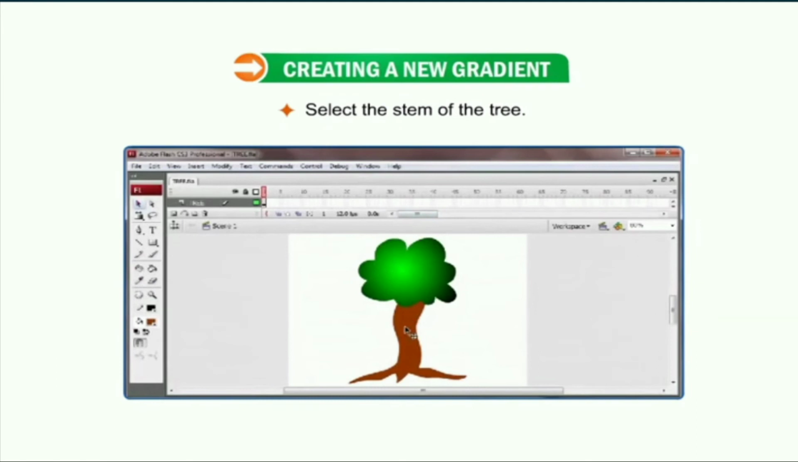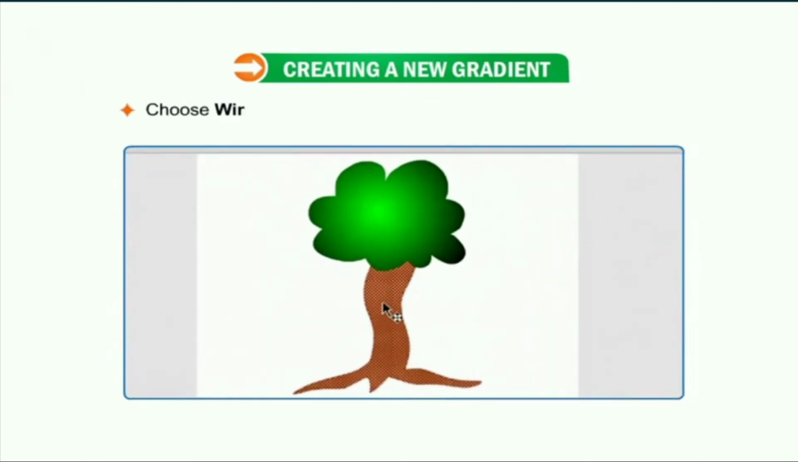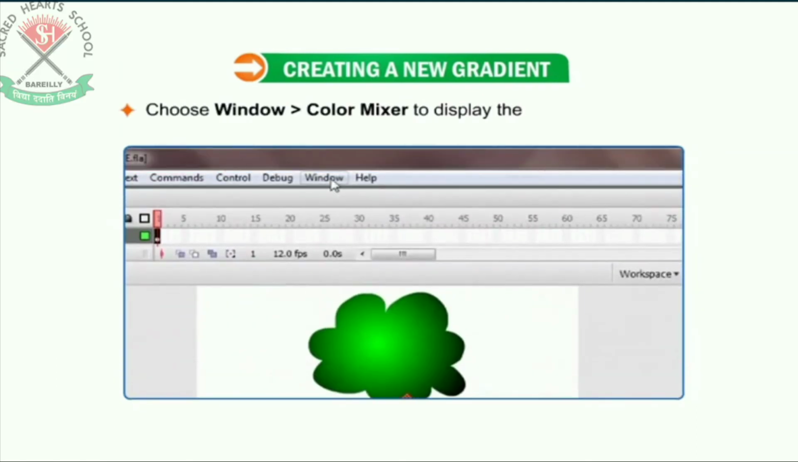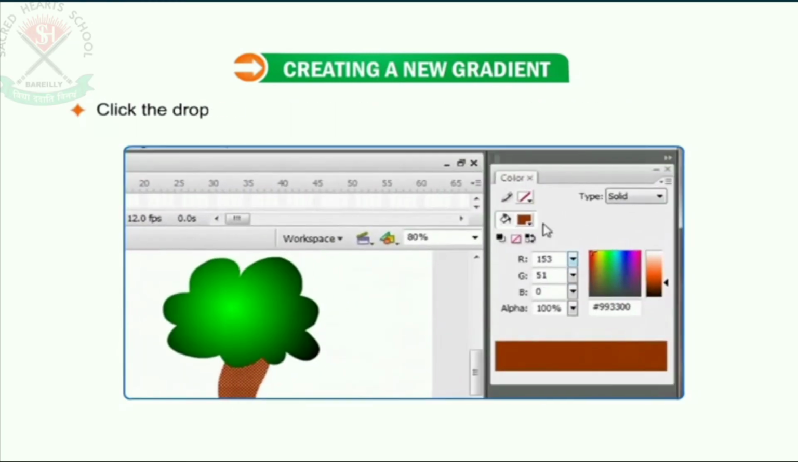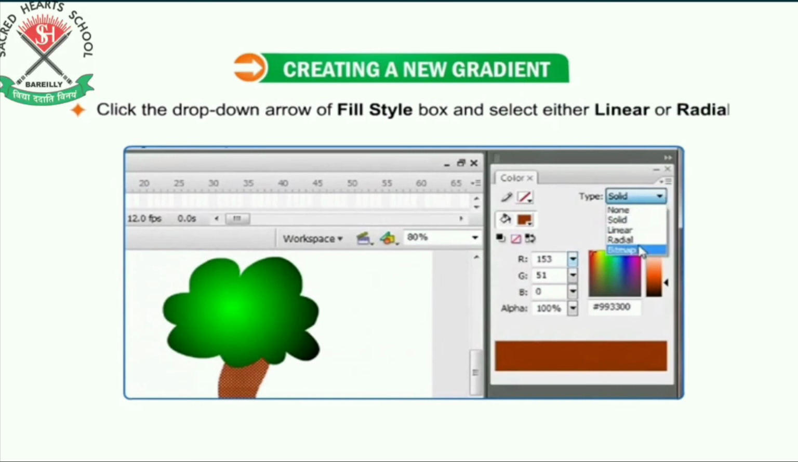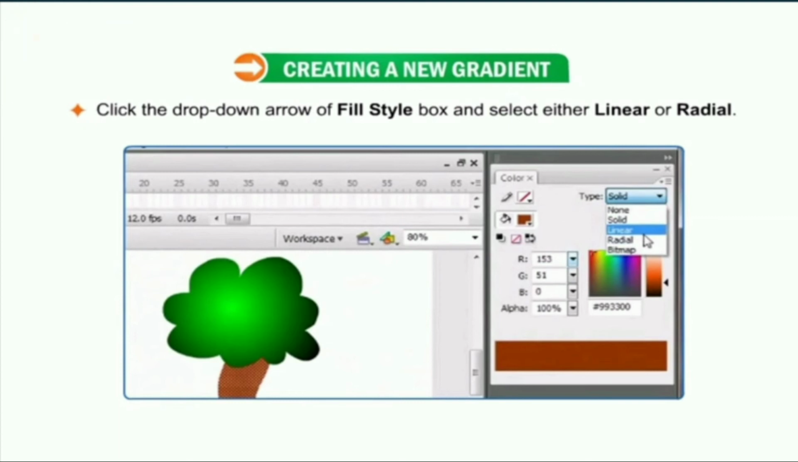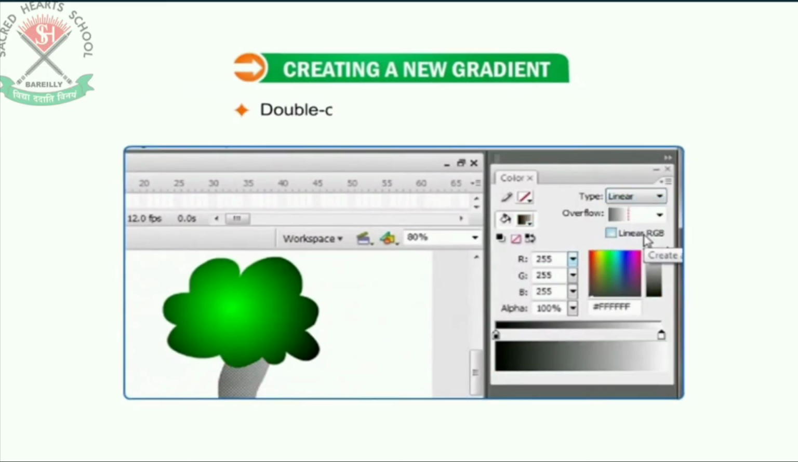We have to follow some steps. Firstly we will select the stem of the tree. सबसे पहले हम stem को select करेंगे. Then we have to go in the window and color mixer to display the color mixer panel. विंडो के अंदर कलर मिक्सर पे हम जाएंगे, हमें यहाँ पे पूरा एक पैनल मिल जाएगा. Click on the drop down arrow of fill style box and select either linear or radial. अब यहाँ से linear और radial जो हमें चाहिए ले लेंगे.